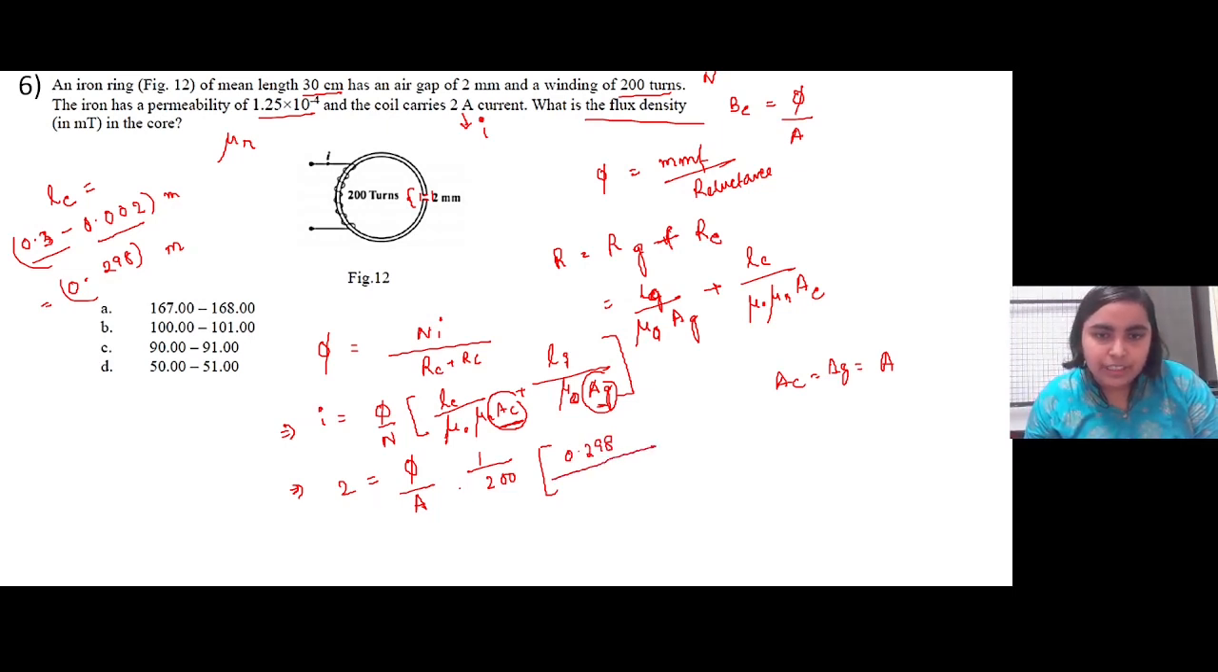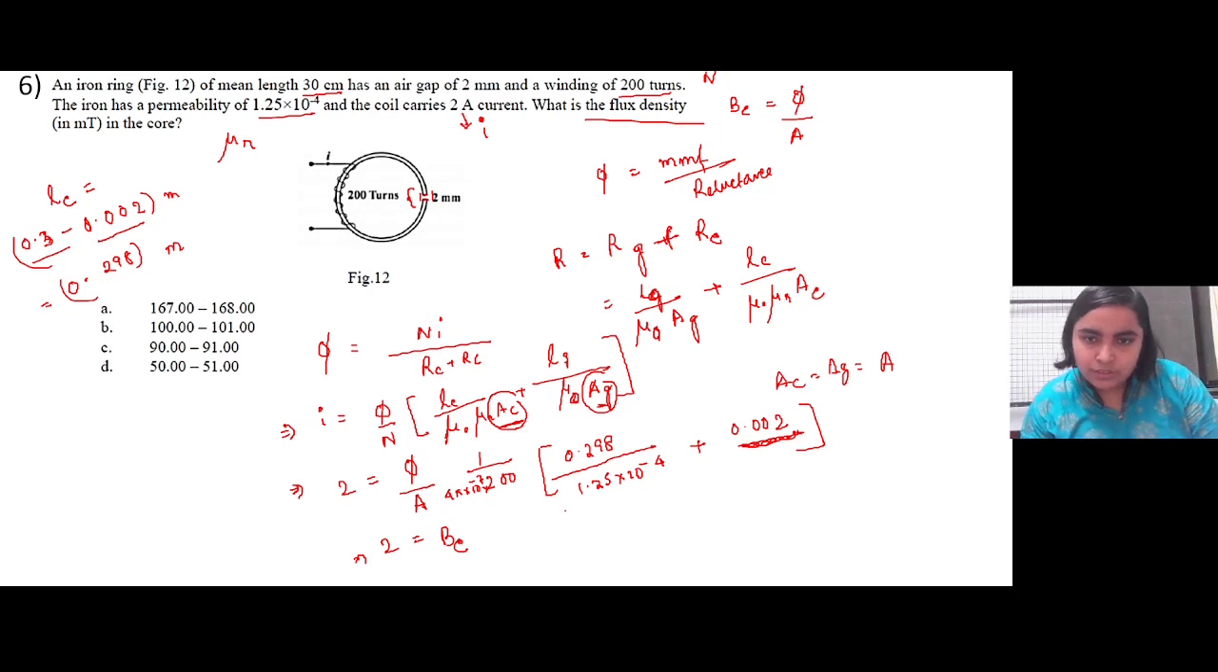Again mu naught you can take it out, right? So it is 4 pi into 10 to the power minus 7. Mu r is given 1.25 into 10 to the power minus 4, plus the length of the gap, which is 0.002, and the mu naught is already out. So this is equal to 2. We will write this now as flux density.